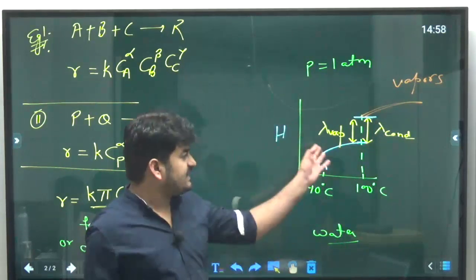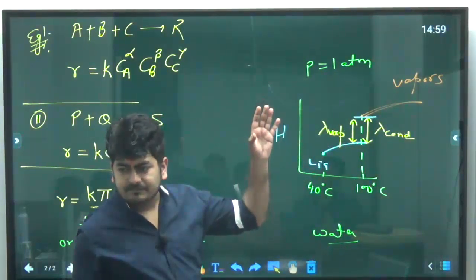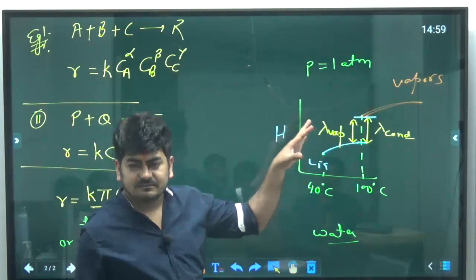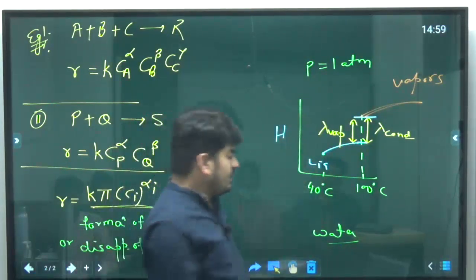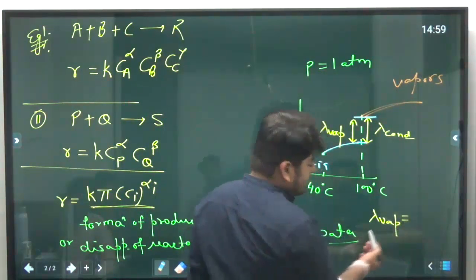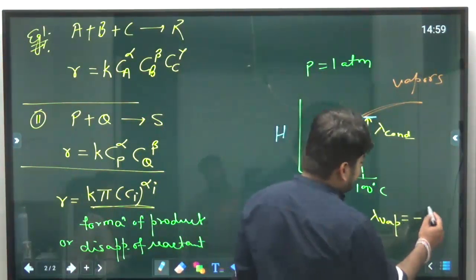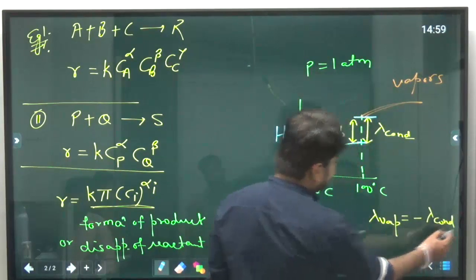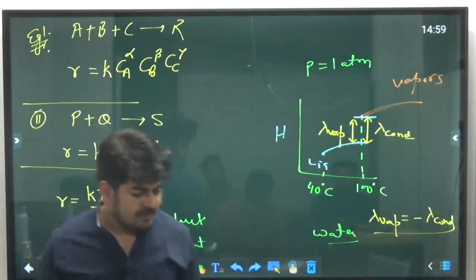So magnitude wise, these two heats are same, but direction wise different. So if mathematically you want to write, can we write it as latent heat of vaporization is equal to minus of latent heat of condensation? Yes or no?